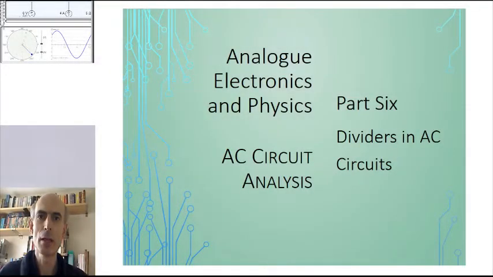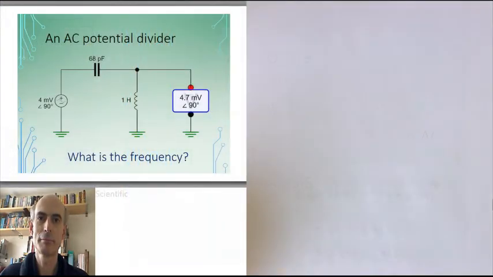Hello, and this time we're going to look at a couple of examples of applying this technique of using phasors to analyze AC circuits to dividers, a potential divider and a current divider. We'll start off with this problem, which is a potential divider. We have the phasor representation of the voltage source here, and then two components which have complex impedances arranged in the classic divider format. So we can just apply the potential divider equation.